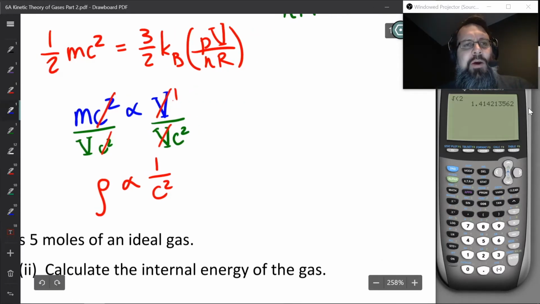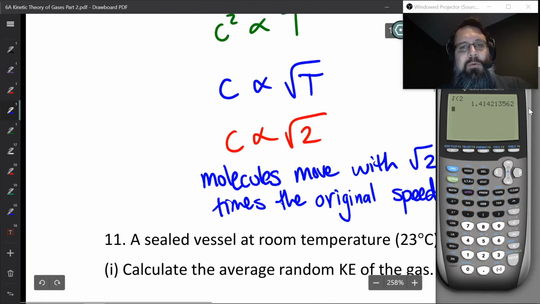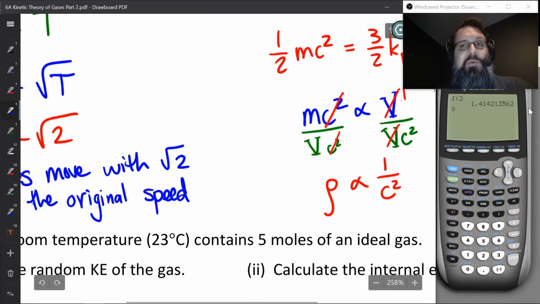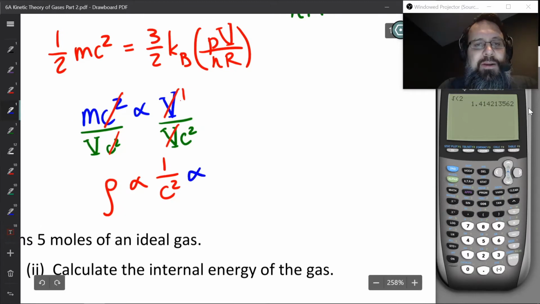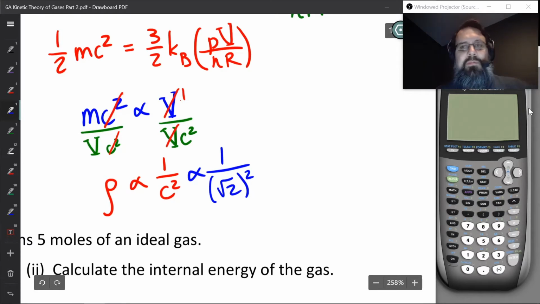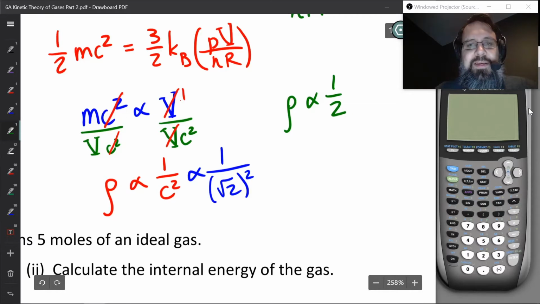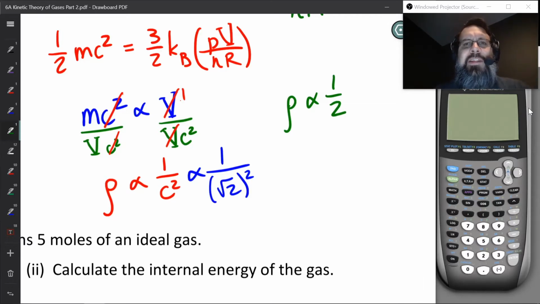Now, here's what we know. We found in the previous question that c increased by a square root of 2. So we can substitute that in here, 1 over the square root of 2 squared. The square root of 2 squared is just 2. And so we can see that the density is going to decrease by half. So there'll be half the density. And that makes sense, right? Because if you're keeping the pressure constant and you're doubling the temperature, then the volume is going to have to expand. And so now the particles are going to be more spread out, and so there'll be a lower density.